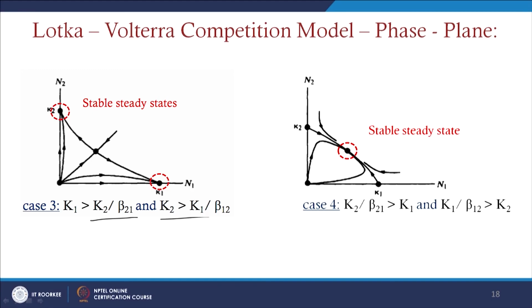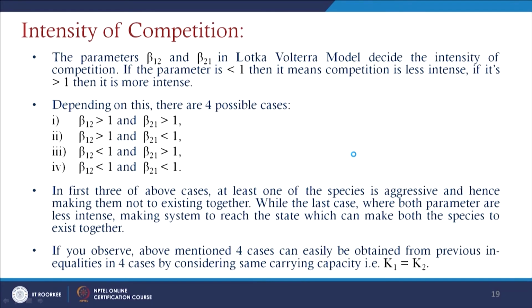And for case 4 we have found that this is the stable steady state point, that is the coexisting point. At this level these points are pointing outwards here, and in this level also you can see that these points are moving outwards, but at this level all these points are pointing towards this point here. So, that is why it is representing a stable state.